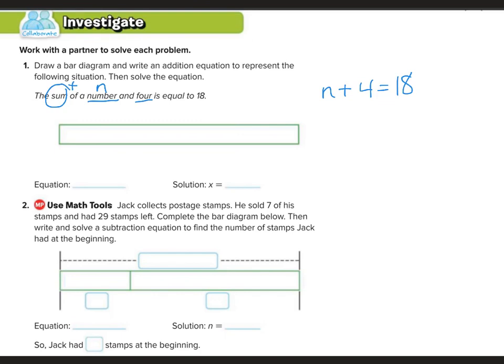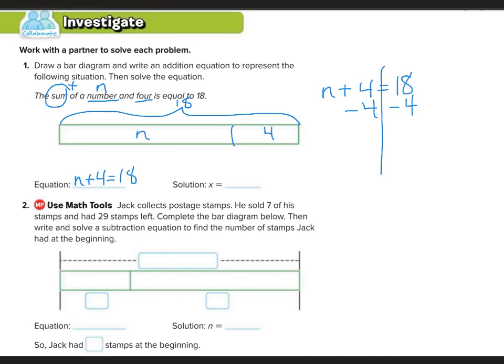So here's my equation. My solution for X, I'm not sure what that is yet. So let's do n and 4, and then the whole thing is equal to 18. If we subtract 4 from both sides, this becomes 0. 18 minus 4 is 14. So X equals 14.